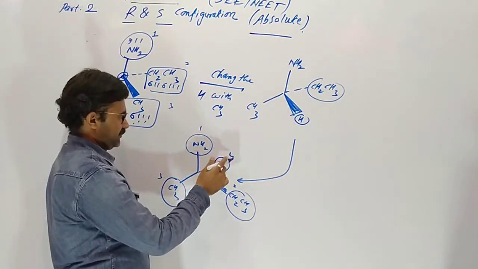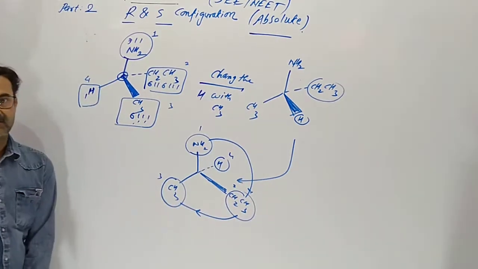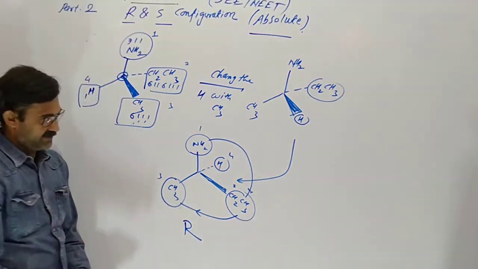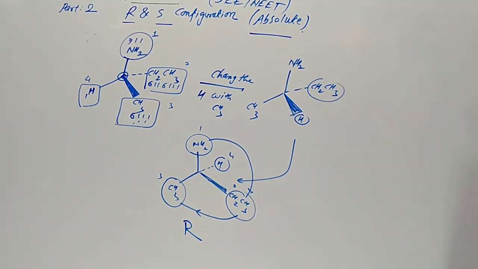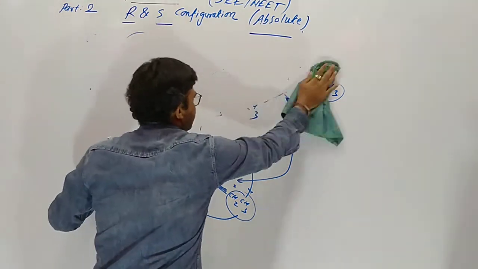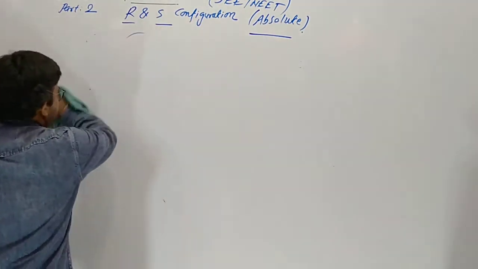Don't read number 4. 1, 2 and 3 only. We are moving to the right-hand side, clockwise. So this is our configuration. Understood? Now second one. The fourth place should be behind the plane. If it is not given, then we have to change by sequence.